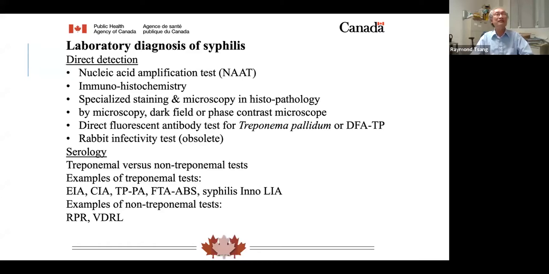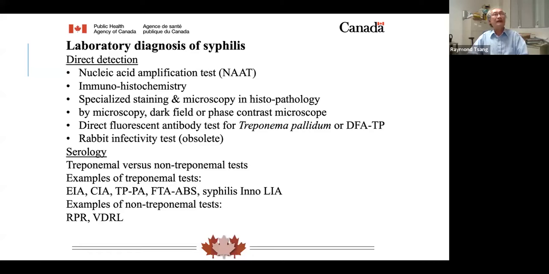in histopathology slides and specimens. Also, we can use specialized stains like silver staining and microscopy to detect the organism in histopathology specimens. Also, by directly using microscopy to observe the microorganisms using a dark field or phase contrast microscope. These specialized microscopes are required because the organism is very slender in shape and is not visible under light microscopy, even at 1000 magnification.